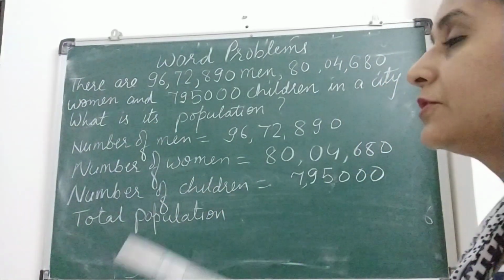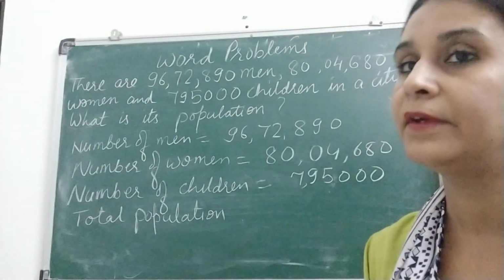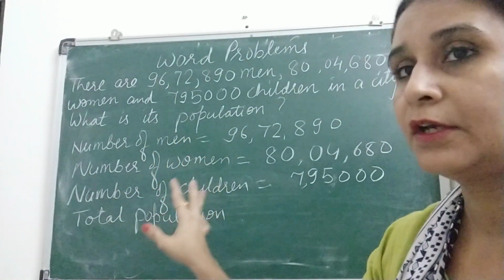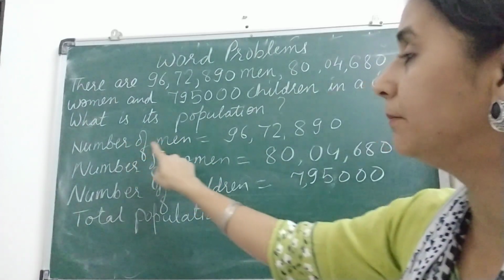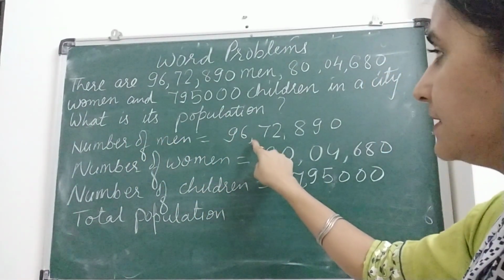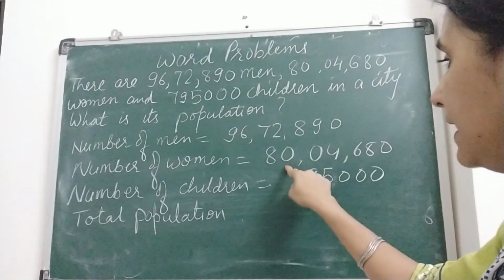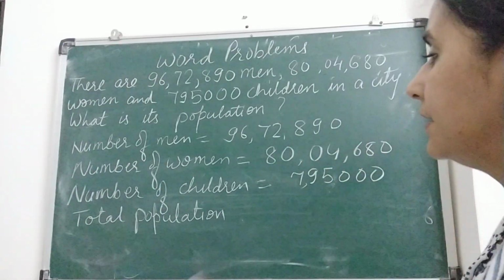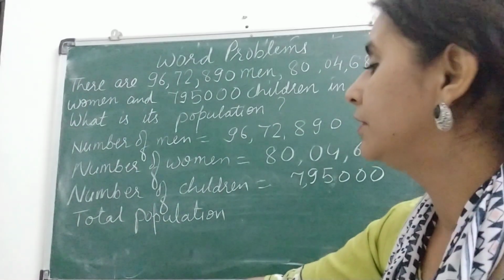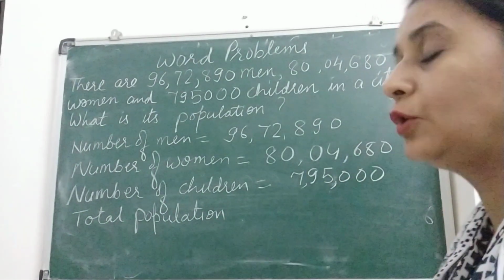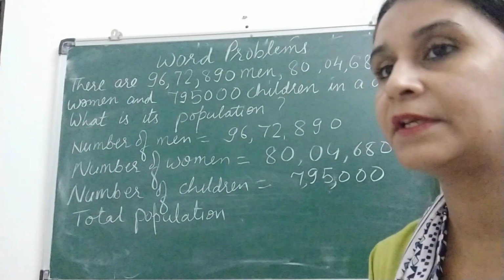Number of men. Children, please make statements very correctly. It should be very short. Don't write long sentences in word problem statements. So, number of men, it is 96,72,890. Number of women, 80,04,680. Number of children, 7,95,000. So, we need to find its total population. So, obviously, we need to add all these numbers. Let's add.